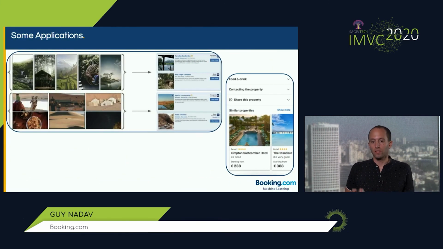Finally, we can see some applications that use our method. On the left image, you can see visual search that results in a ranked list of properties. On the right image, you can see matched properties based on their image galleries, what we're calling similar properties.